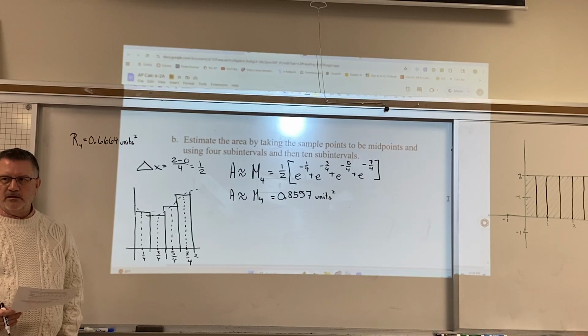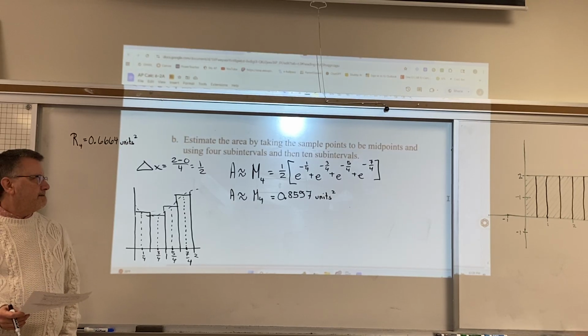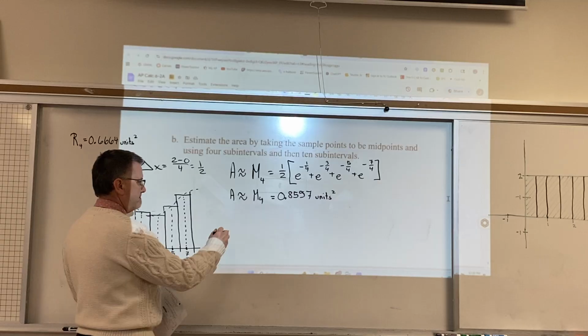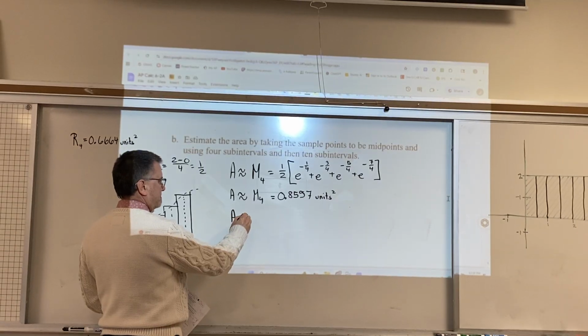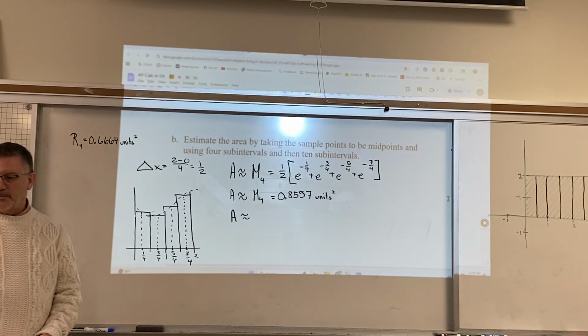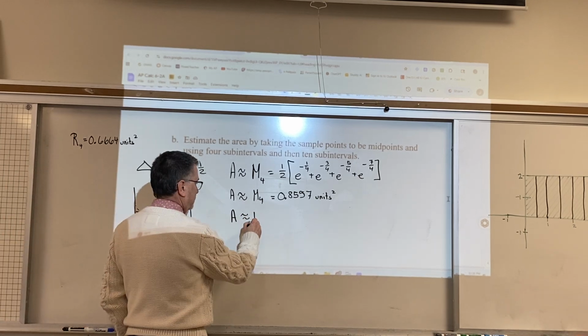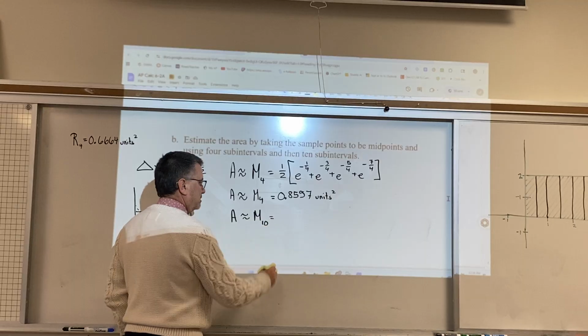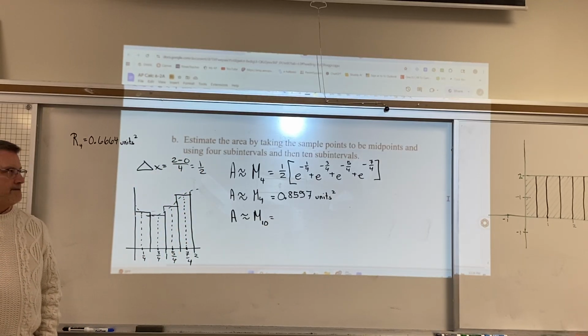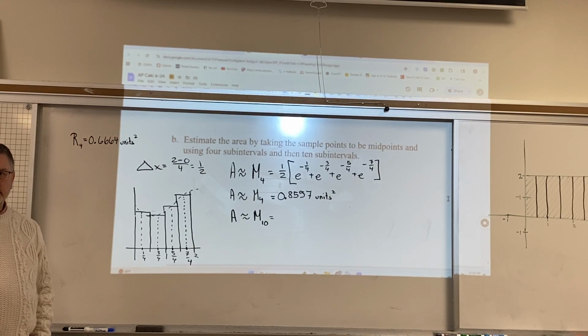You know what would be even a better estimate? I mean, midpoint was probably better than right and left. Although I will tell you, AP loves to ask you either from the right or the left. More rectangles. More rectangles would have been even better. What if I did 10 of them? What if I did 10 rectangles?